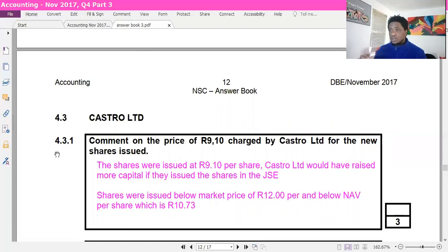You see, I haven't quoted anything there because when I put 9.10, that is already in the question. And then in the line below, that's where I start to support my statement. I'll say shares were issued below market price, which is 12 Rand per share, and below their net asset value per share, which is 10 Rand 73. So they had the opportunity to raise more capital, but they decided to sell to their existing shareholders for 9 Rand 10. Cool.